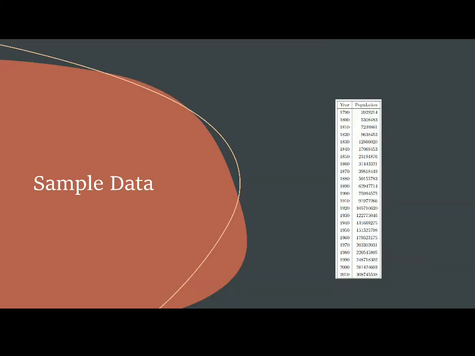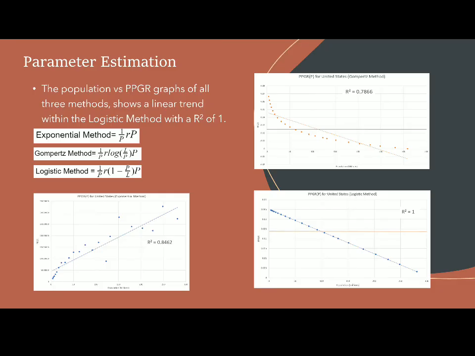As my colleague just stated, we are exploring the R squared values related to each of the three models. Here you can see the sample data that was utilized for these calculations. Seen in the bottom left, the exponential method was used with the equation 1 over P times R times P. The R squared value is 0.8462. While that is good, the Ppgr should be going in a negative trend since the Ppgr should decrease while the population increases over time.